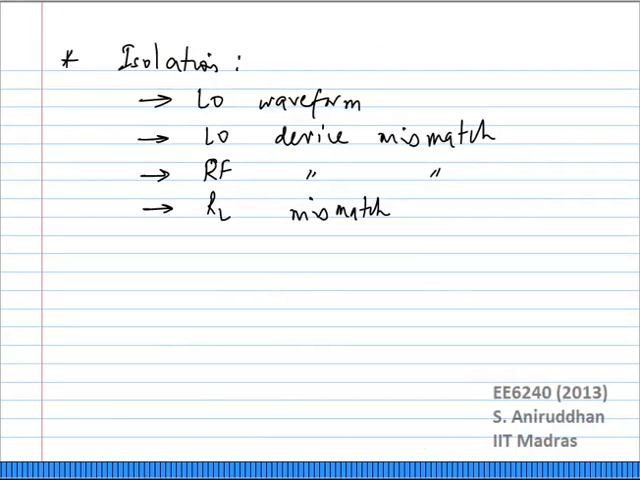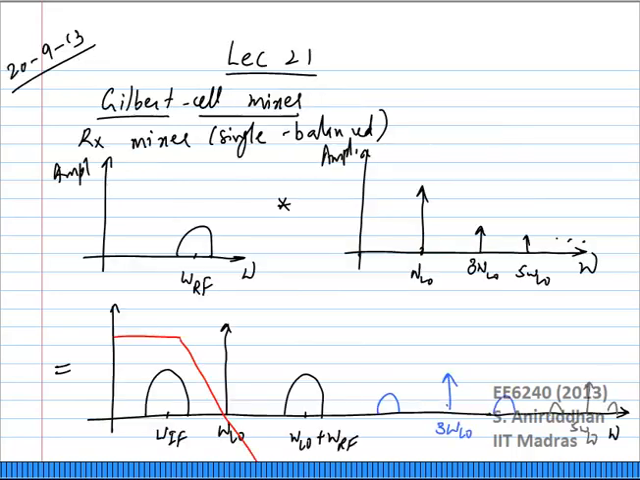Finally, for the double balance mixer, the isolation is dependent on many things. First of all, the LO waveform. Second is the LO device mismatch, the RF device mismatch, and the load mismatch. It is a function of all of these. So in today's class, we'll start looking at how to design these RF transconductors which you need for these mixers.